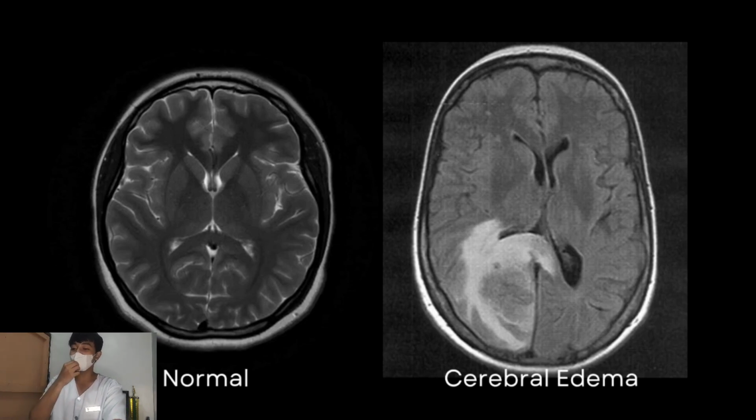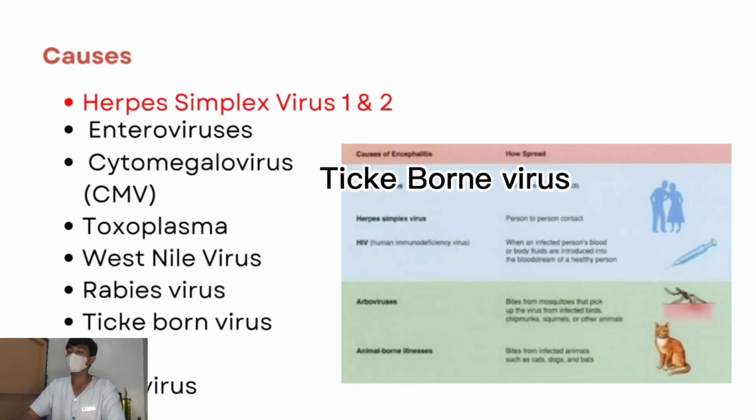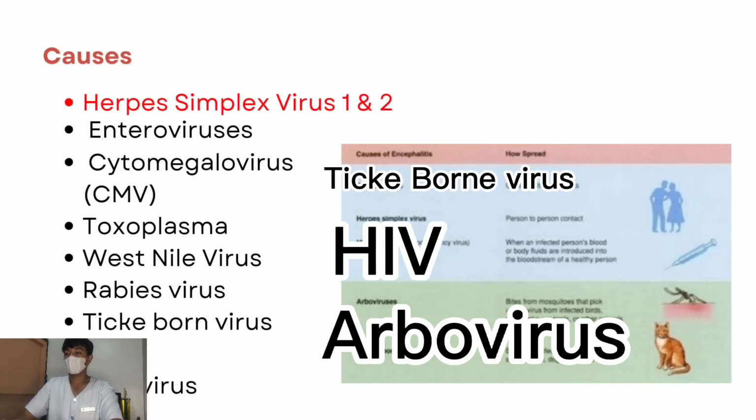So, common viruses. This form of encephalitis usually affects the temporal lobe, the part of the brain that controls memory and speech, and it can also affect the frontal lobe, the part that controls emotion and behavior. So what are the causes? Herpes simplex virus 1 and 2 is the number 1 cause. I highlighted it here. Then enteroviruses, cytomegalovirus (CMV), toxoplasma, West Nile virus, rabies virus, tick-borne virus, HIV, and arbovirus.